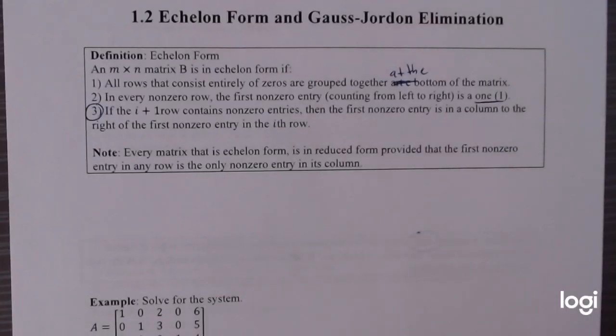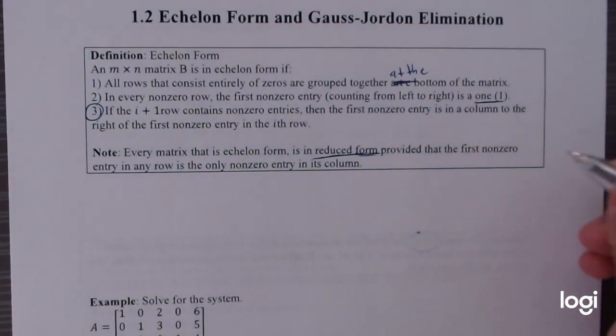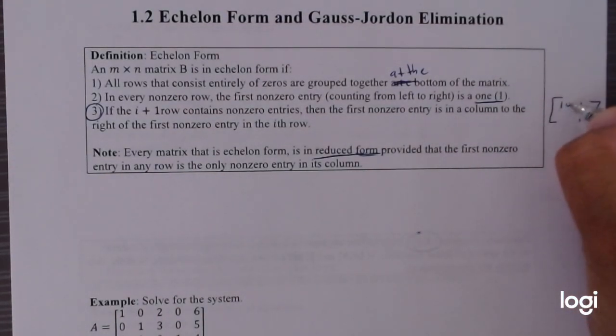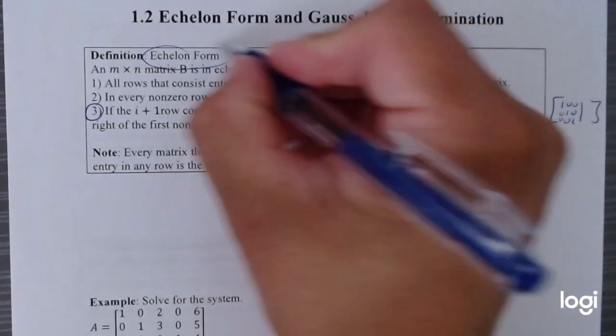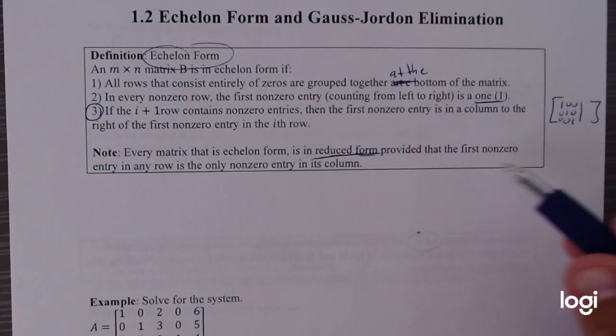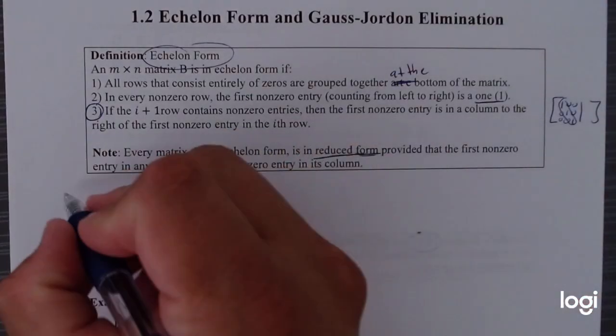And the last little note down here is every matrix that is in Euclidean form is in reduced form. That's a key thing. So basically, our method is we want this at the end. If you wanted a 3 by 3, this is in reduced form or Euclidean form. No hint for right now. Provided that the first non-zero entry in the row is the only non-zero entry in its column. Okay, so basically like the diagonals. So what does this really mean?